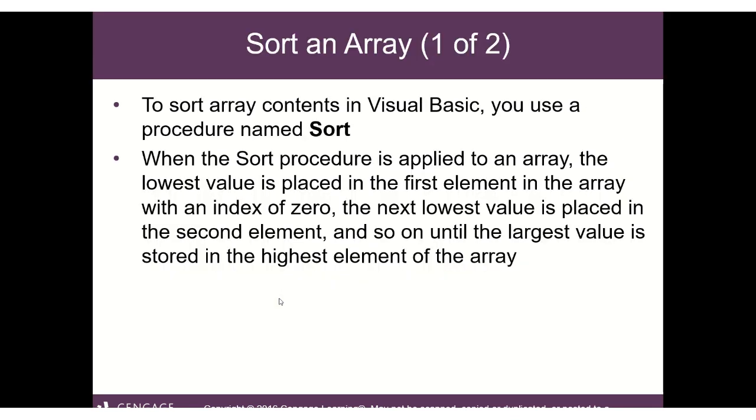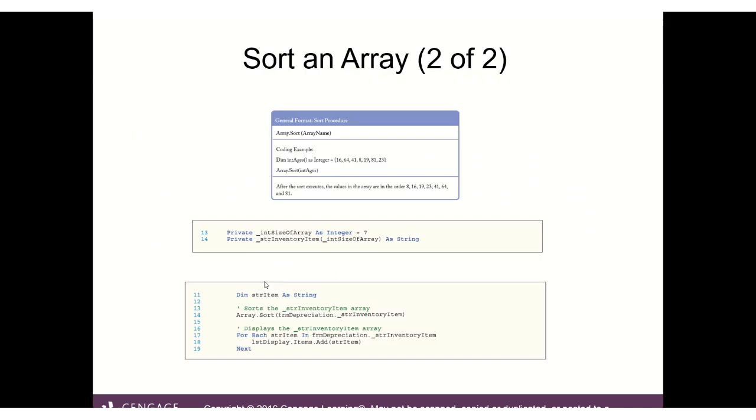So you can sort an array by calling a procedure named sort. When the sort procedure is applied to an array, we did it for our code as well. The lowest value is placed first in the array with an index of 0, and the next lowest value is placed in the second element, and so on. So the largest value is at the very end. That's the highest element of the array. So here you do the sorting.